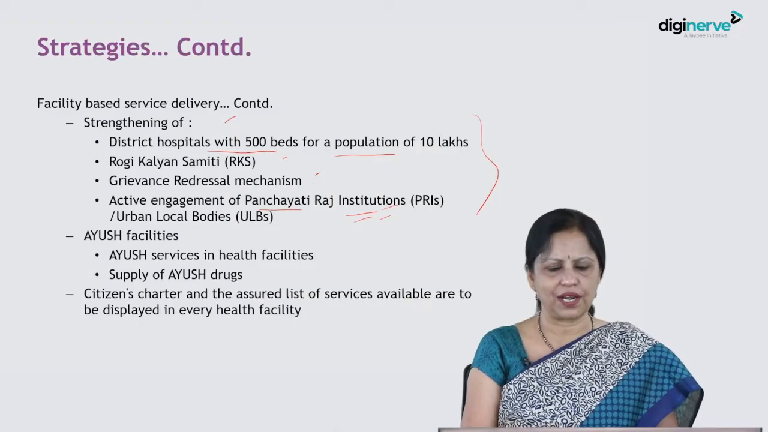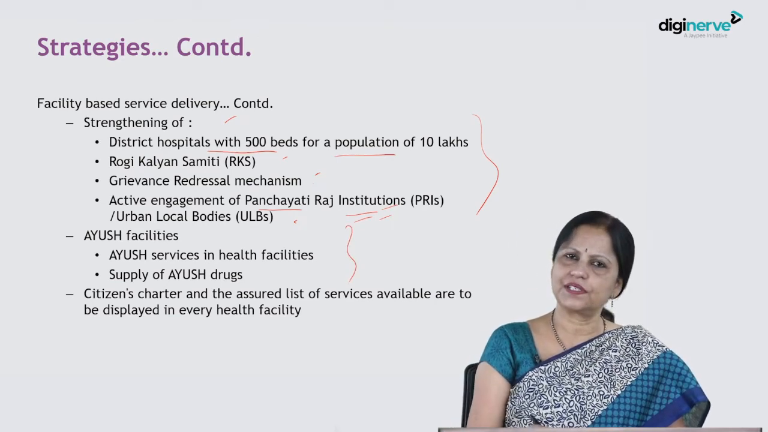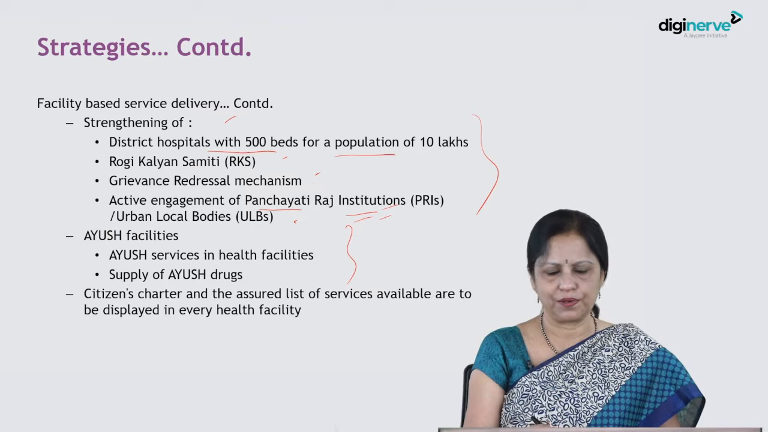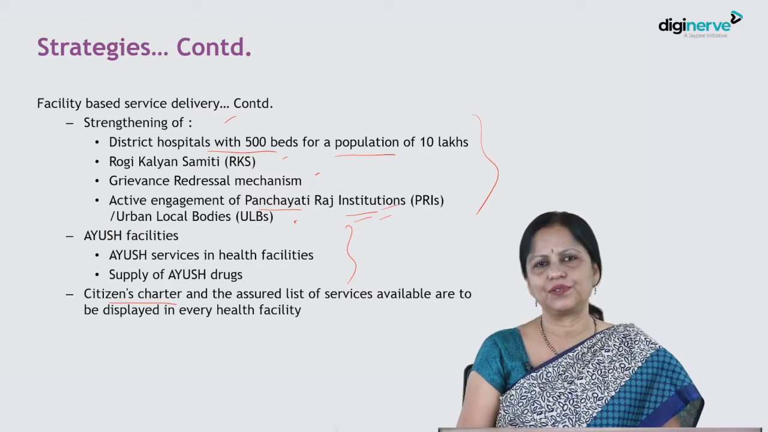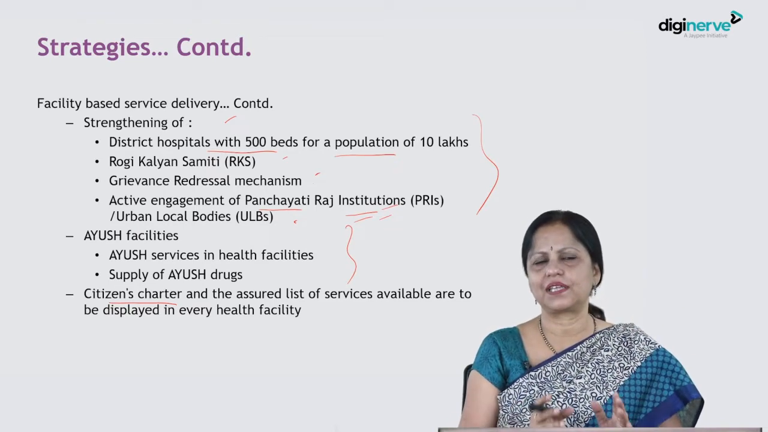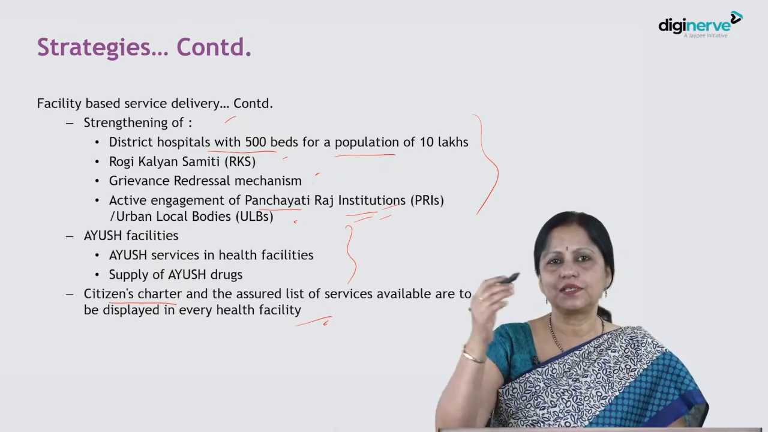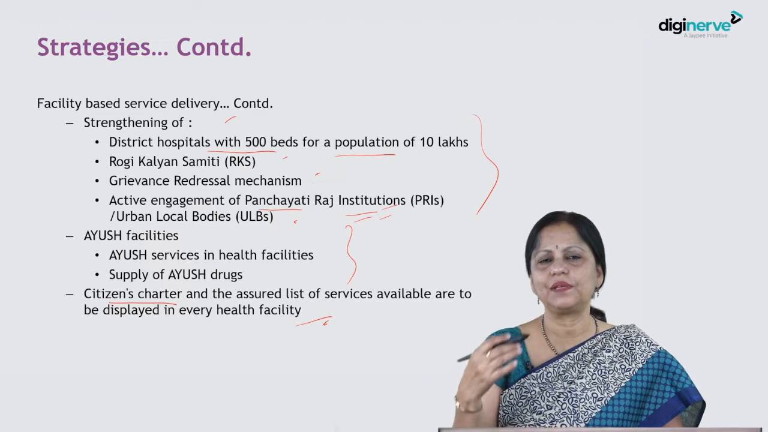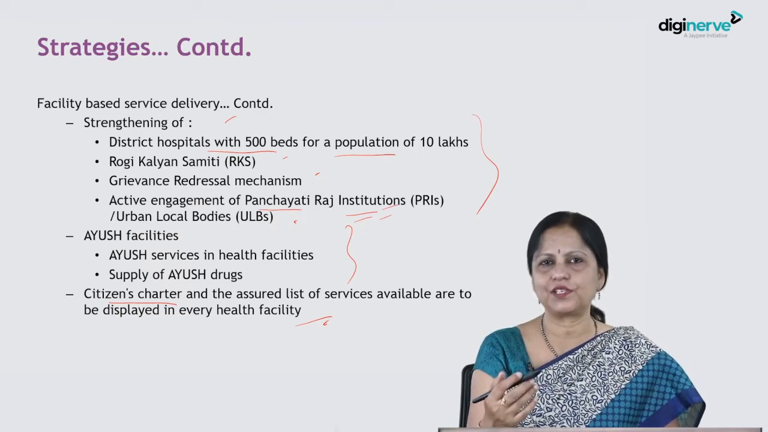And active engagement of the local people, that is through Panchayati Raj institutions in rural areas or urban local bodies in urban areas. Ayush facilities, as I said earlier, will be incorporated into this, integrated. And another important thing has been introduced, that is a citizens charter. So this is a list of services that are available at that health facility. So this will be displayed at every health facility so that the people remain informed as to what they will get here, what they can expect to get here.